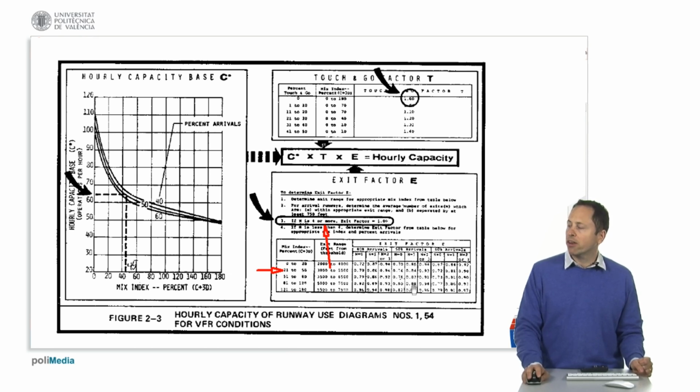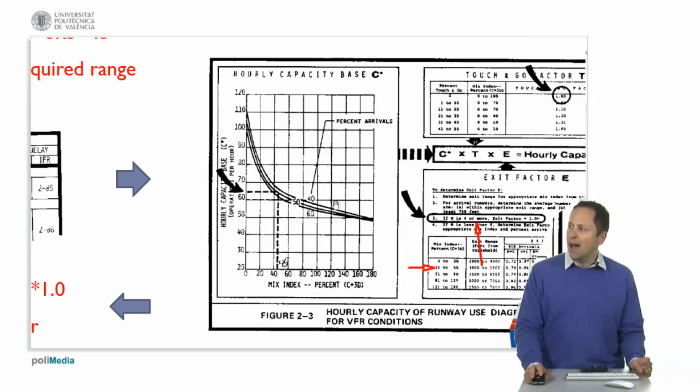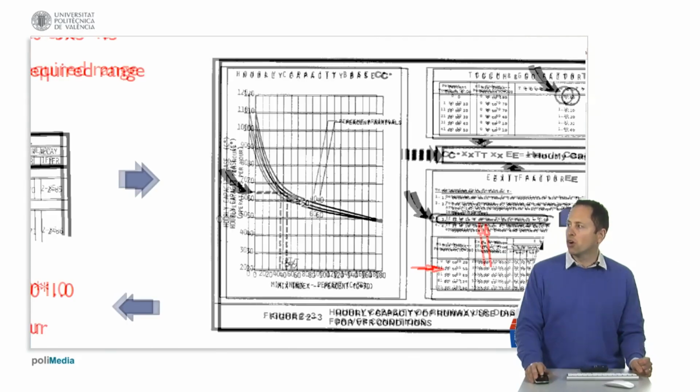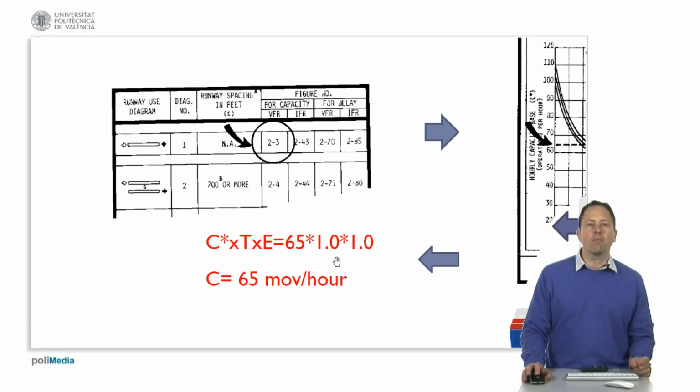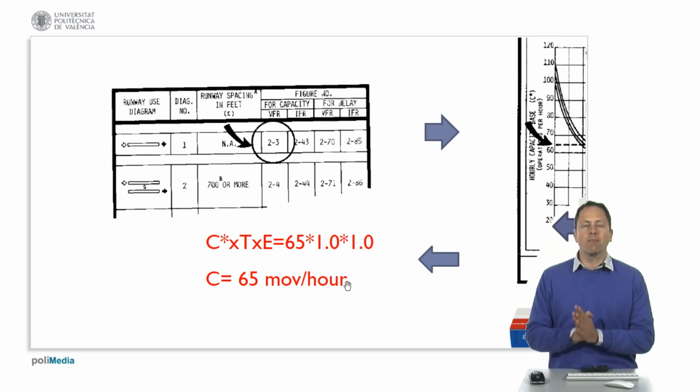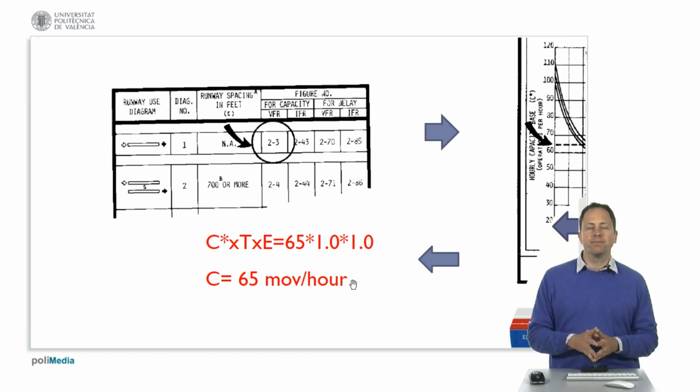From 3,000 to 5,500, as we have 4 or more, the factor is 1. If we had 3 for example, it would depend on the percentage of arrivals: if it is 40% of arrivals, 50% or 60%. As we have 50, we would come here and see that it is reduced to 0.93, but that is not the case. Finally we go to the chart with the mix, that is 45, to the curve of the 50% of arrivals and get a capacity of more or less 65, that we have to multiply by 1 and by 1 because this is the factor of touch and go and this is the exit factor.